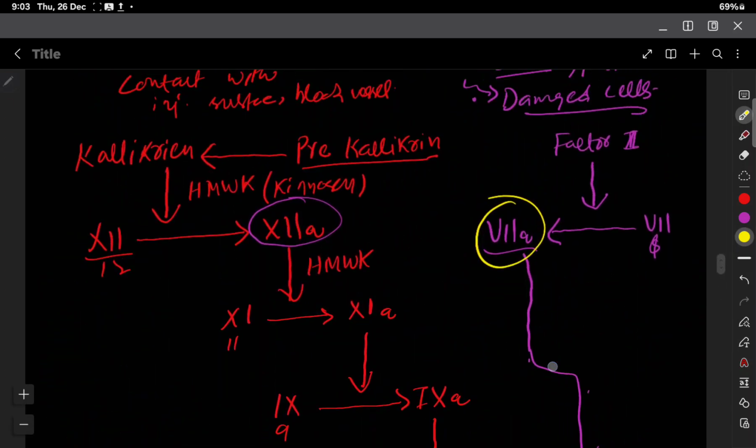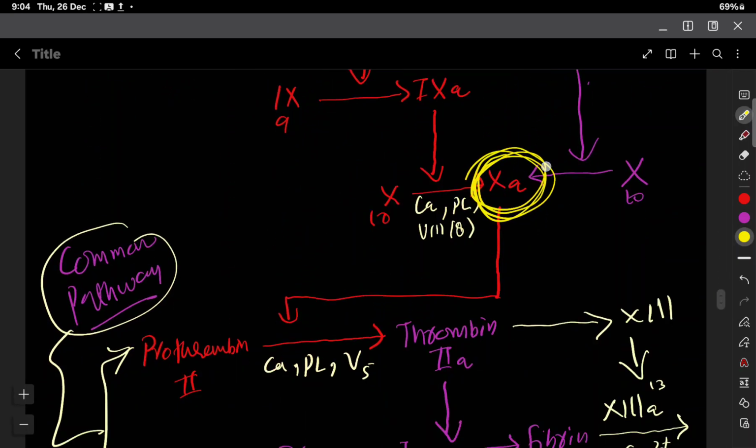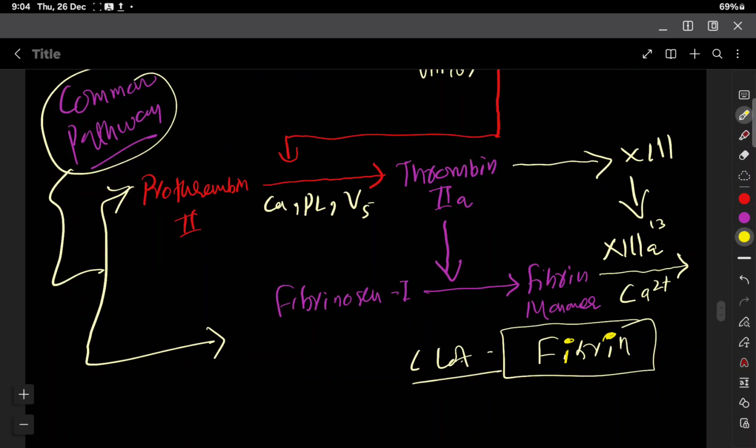And the same happens with the intrinsic pathway. This intrinsic pathway is triggered by contact with, for example, an injured surface or injured blood vessel, and then this process occurs. At the end, a common pathway is followed, which I have already explained. So this is how the process of coagulation occurs in our body.